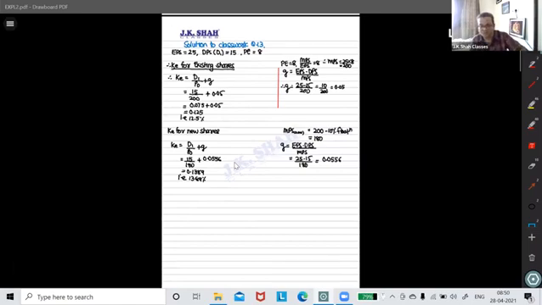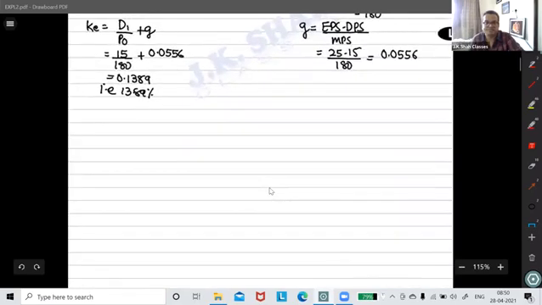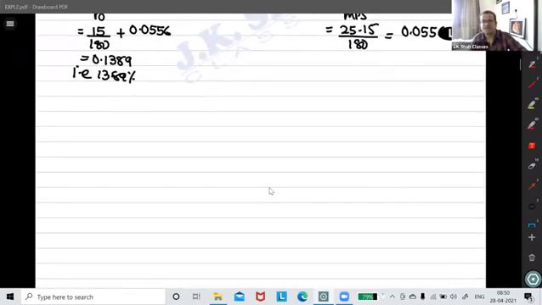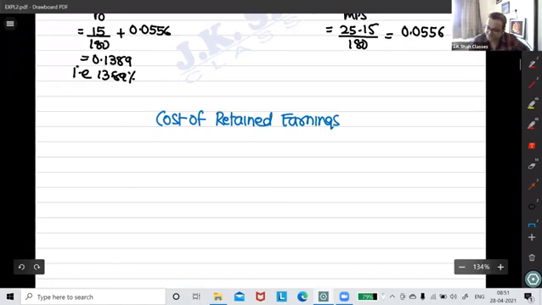Okay, so now we will go to the next question regarding a concept. Cost of retained earnings.